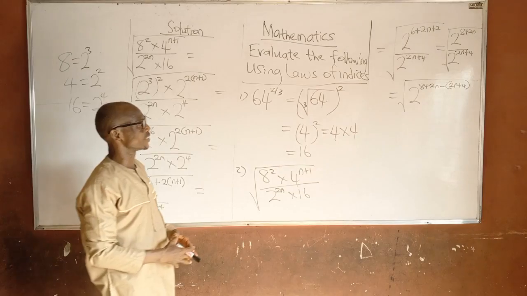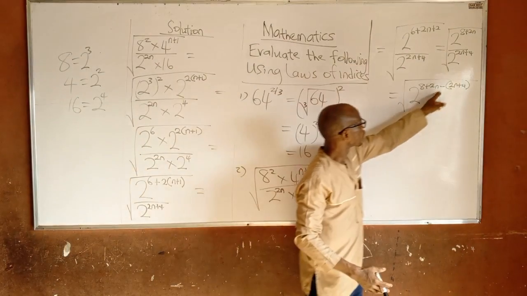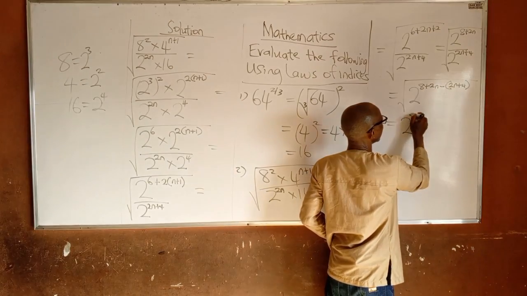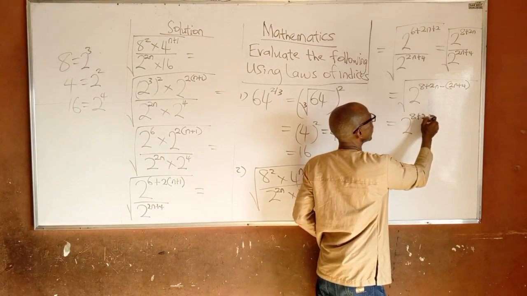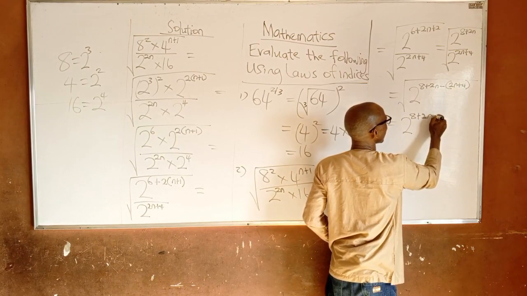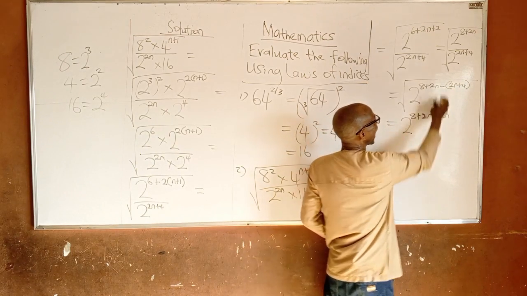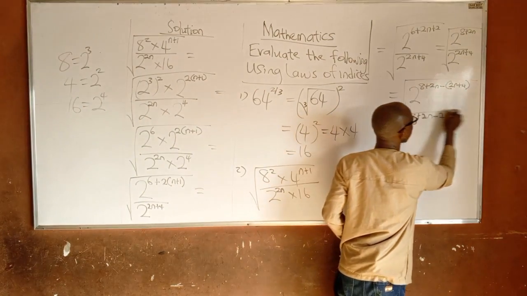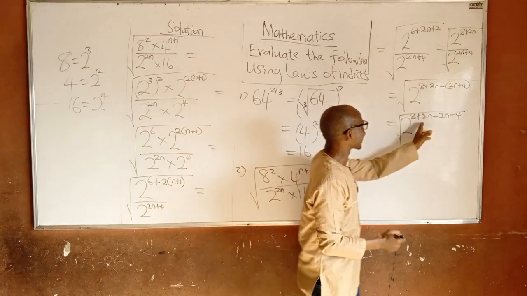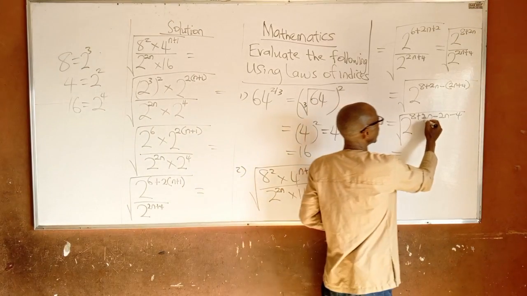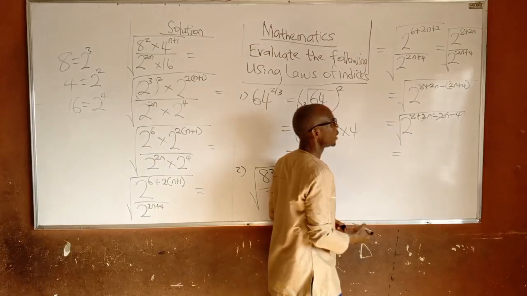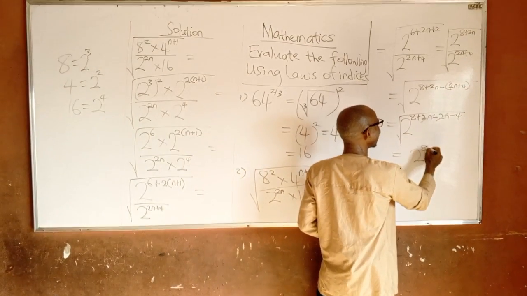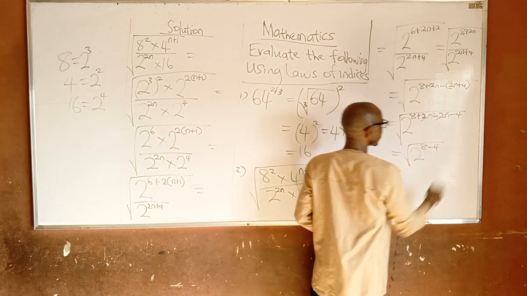The principle of indices: when we are dividing, we subtract. So we now have 2 raised to power 8 plus 2n, minus times 2n gives minus 2n, and minus times 4 gives minus 4, all in square root. If we bring the like terms together, you can see that 2n minus 2n cancel out. We now have 2 raised to power 8 minus 4, all in square root.